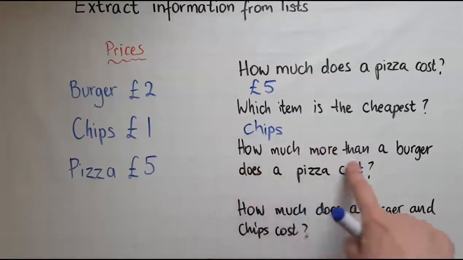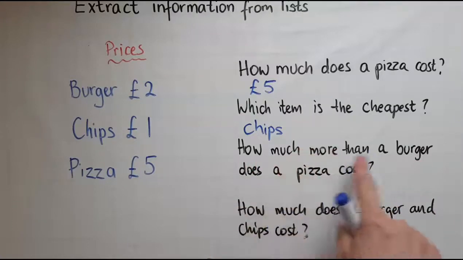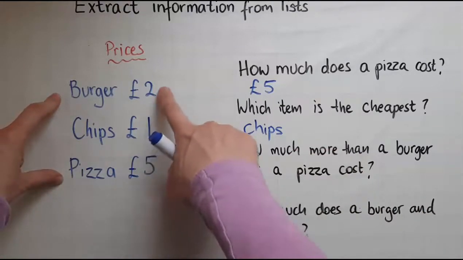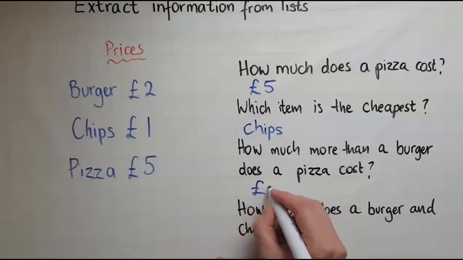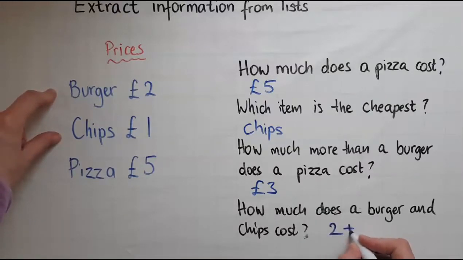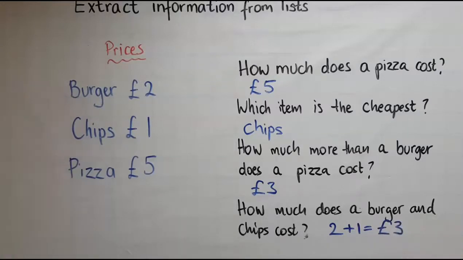Then we've got how much more than a burger does a pizza cost? So how much extra, how much more? So we're looking at a burger and a pizza. So that is £2. So we go 3, 4, 5. So £3 more. How much does a burger and chips cost? So burger and chips, that was 2 plus the 1 equals £3. So these are just some examples of the questions that you might be asked.